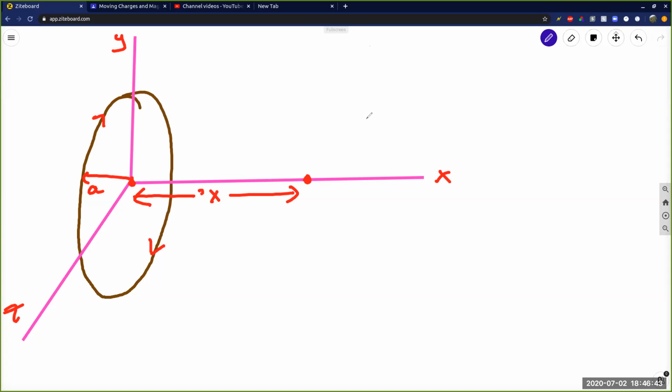I think we skipped. And see, this line, the x-axis, is the axis of this loop, right? So this is also called finding the magnetic field at the axis of a current carrying loop.